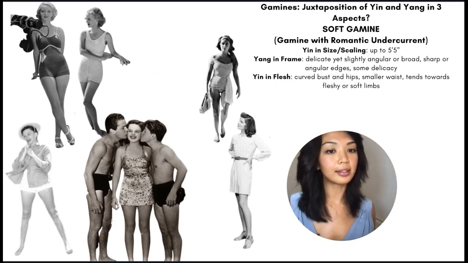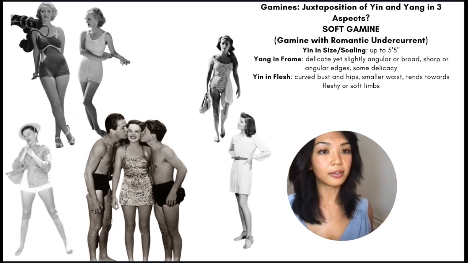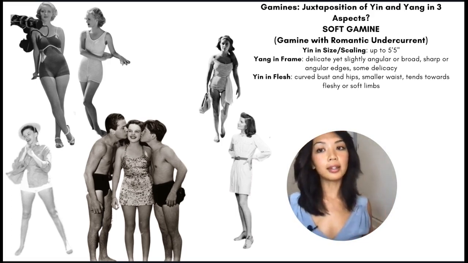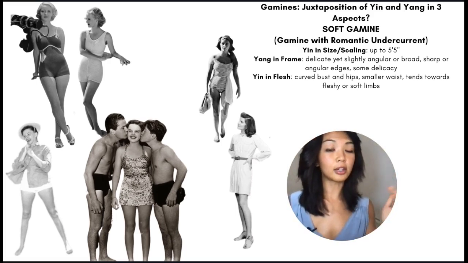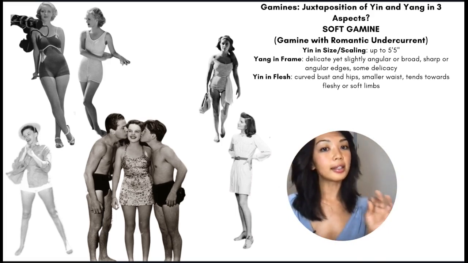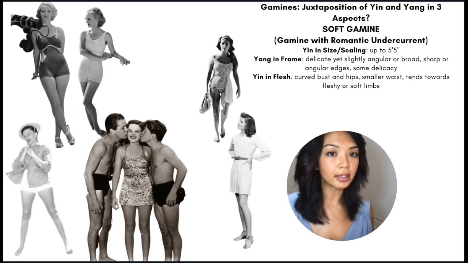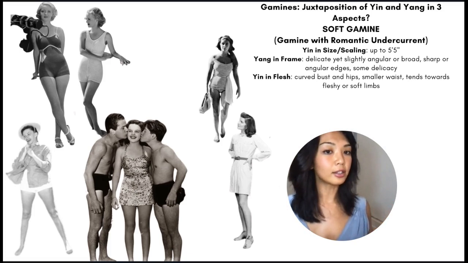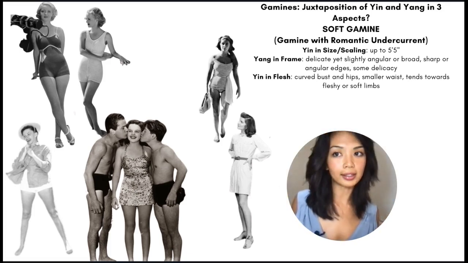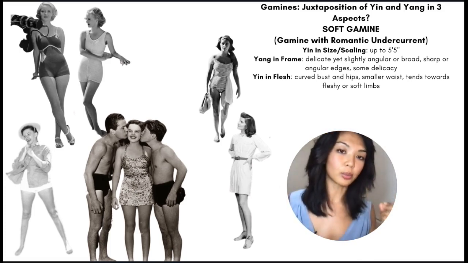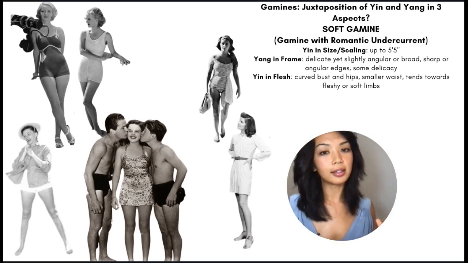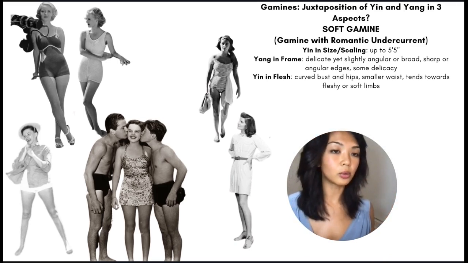Soft gamines are yin in size and scaling. They can be up to 5'5" tall. No matter how slender or thin they are, they just have a very petite overall look to them. They are slightly yang in frame. They have a bit of angularity, broadness, sharpness, angular edges, but they have more delicacy, especially with their facial bones. And they're yin in flesh. They have a little bit more curvature, especially through the bust and the hips with a smaller waist.